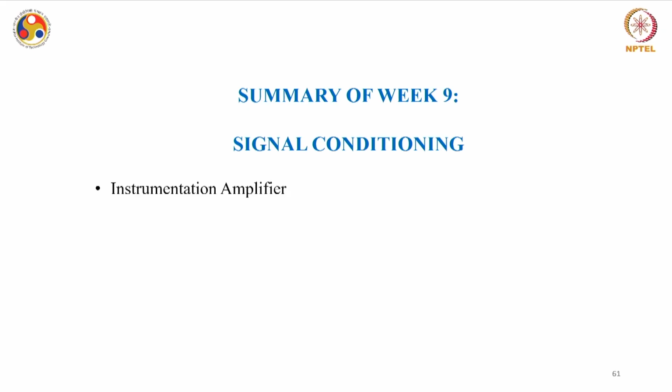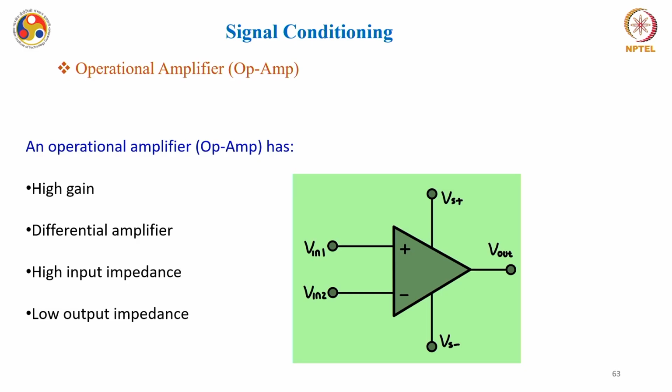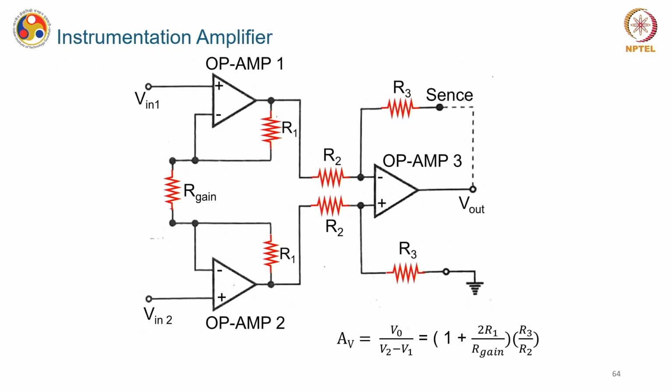Once we had discussed these meters and transducers, we also discussed the different signal conditioning circuits. In signal conditioning we started our discussion with the operational amplifier, and then we talked about the instrumentation amplifier, and we also discussed filters. In the op-amp we have seen in detail their important properties. Particularly we found that op-amps have high gain, they can be used as differential amplifiers, and they have high input impedance and low output impedance. I mean, the ideal characteristics we have seen.